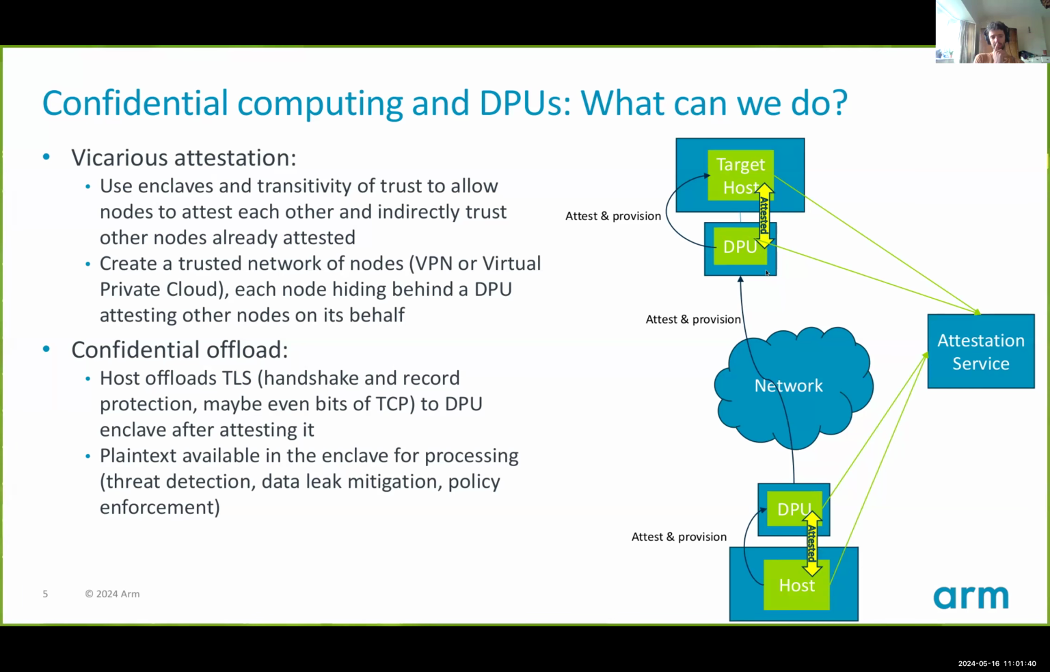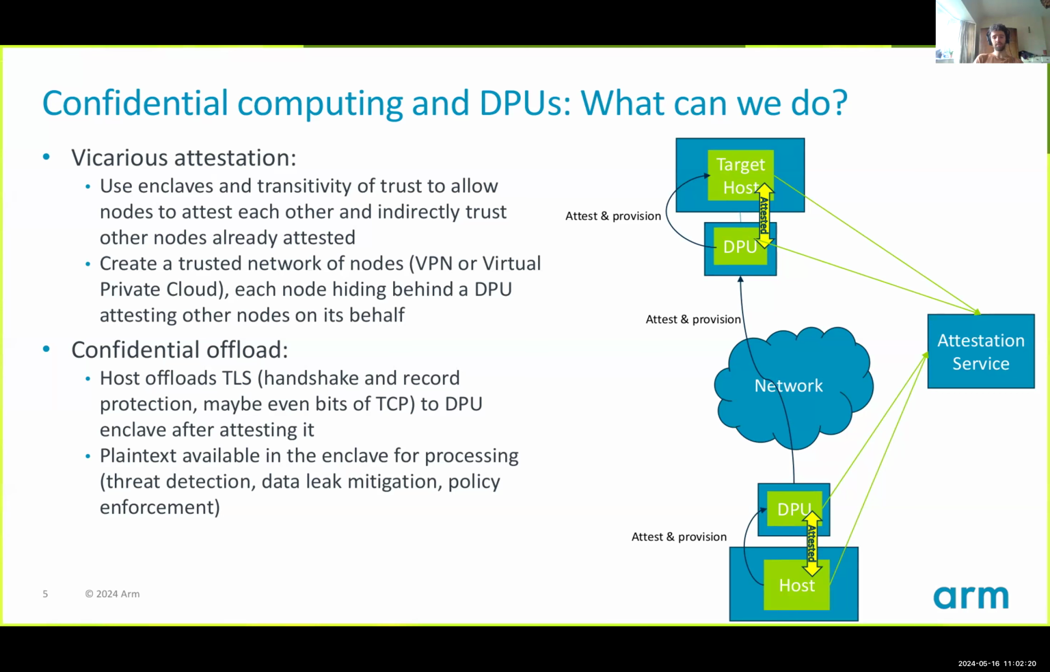The other use case is confidential offload. It's something I just talked about. The idea is that you can attest and provision the DPU, and the DPU will take care of a task that it's good at on behalf of the host CPU. So for example, what we were talking about is TLS offload. So we could offload not just the handshake, but also record protection to the DPU. We could even go further and offload some TCP logic to the DPU.